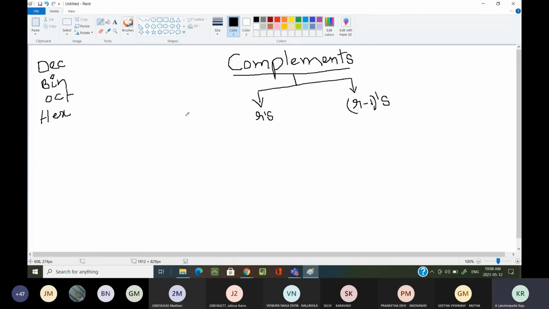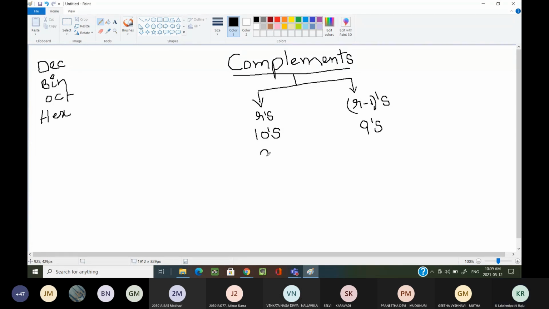If you consider the decimal number system, R's complement is nothing but 10's complement. Why? Because the radix or base of the decimal number system is 10. The same way, R minus 1's complement we call 9's complement. Why? Because 10 minus 1 is 9.